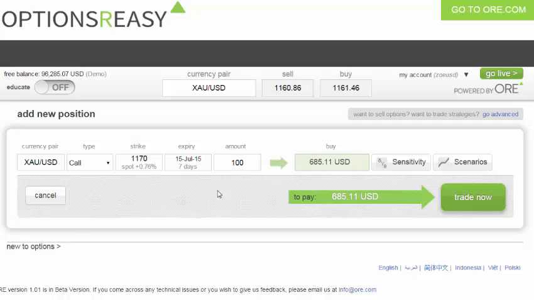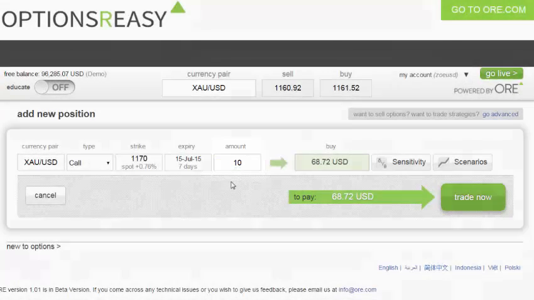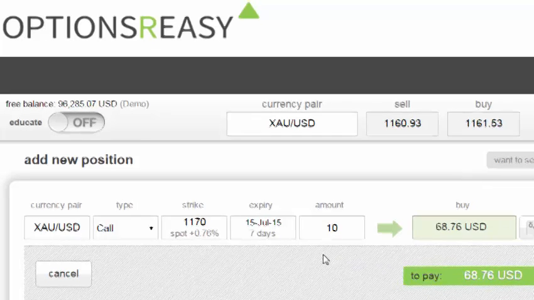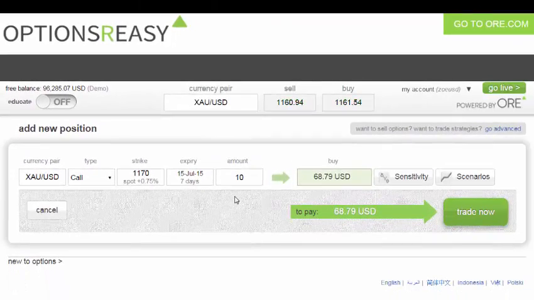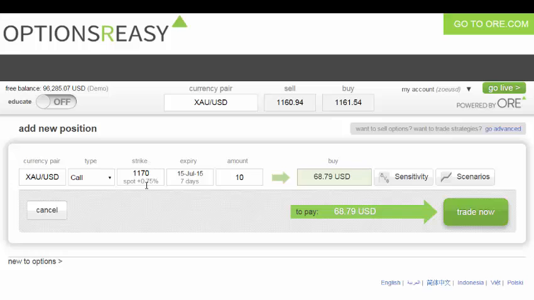Now, the last step is the amount. This is simply the amount of gold you would like to buy. So here, if I enter 10, that is for 10 ounces of gold. In summary, I have set up a call option that gives me the right to buy 10 ounces of gold at a price of 1,170 over the next week. And you can see that this option costs me $68.79 US.